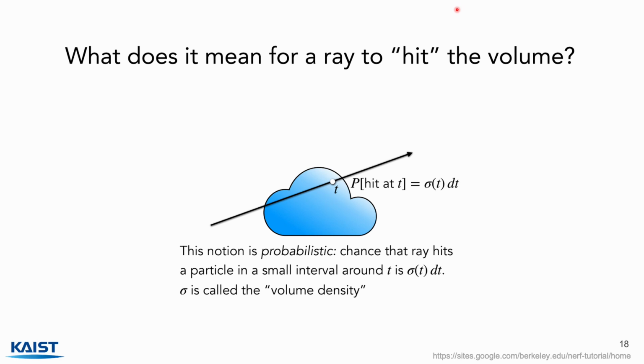Okay, so the question is, what does it mean for a ray to hit the volume? Hitting a volume in NeRF is kind of a probabilistic notion. It represents the likelihood that you hit a particle within a small interval around t, and you can represent it as sigma(t) dt. The sigma here is called the volume density, which is a really important representation in NeRF.